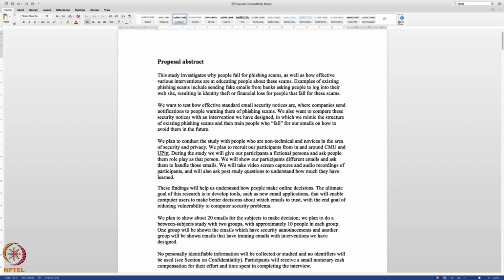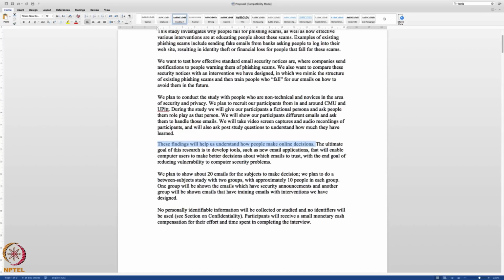This study investigates why people fall for phishing scams. That's my kind of work. We described what this study is all about, right? We want to test how effective standard email security notices are. We plan to conduct this study with people who are non-technical and novice in the area of security. And these findings will help us understand how people make online decisions. We plan to show about 20 emails for subjects to make decisions. No personal information will be collected during the study. Right? So that's the kind of meaning.